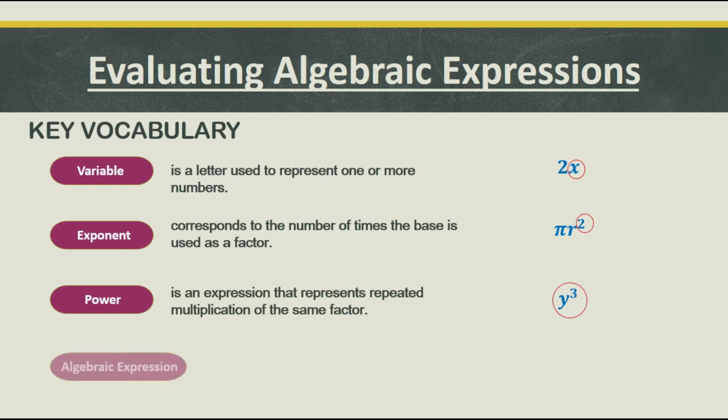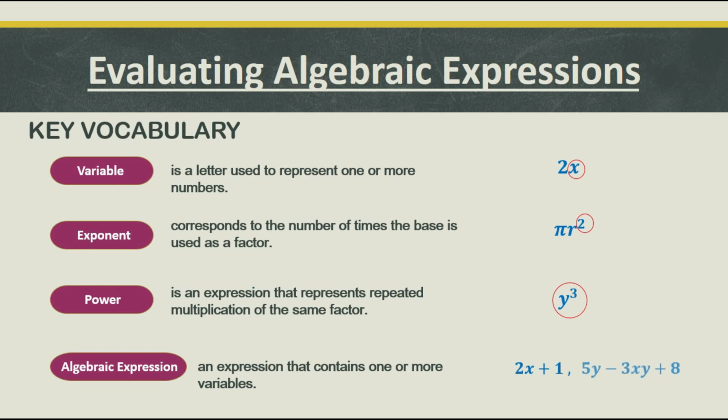Fourth is algebraic expression. When we say algebraic expression, it is an expression that contains one or more variables, like for example, 2x plus 1. In this case, the expression 2x plus 1 contains one variable, and that's x. Another example of an algebraic expression is 5y minus 3xy plus 8. If you notice, this expression has more than one variable.